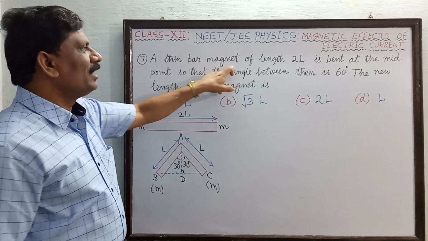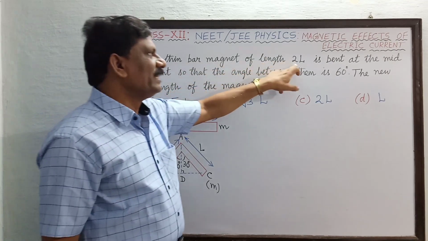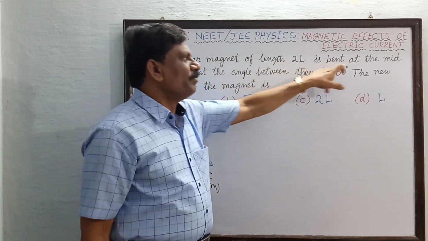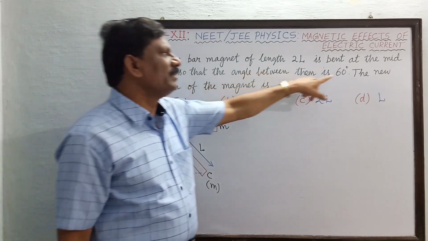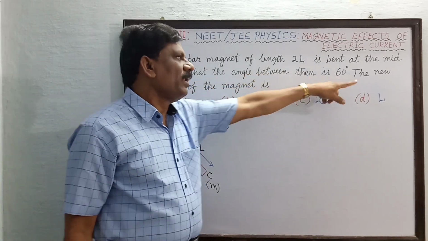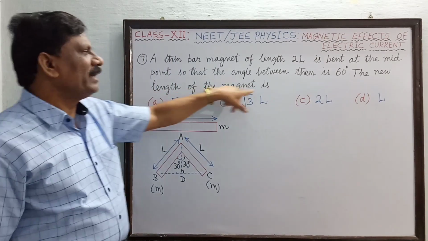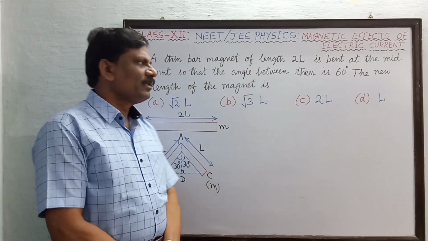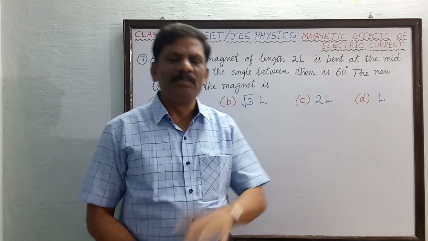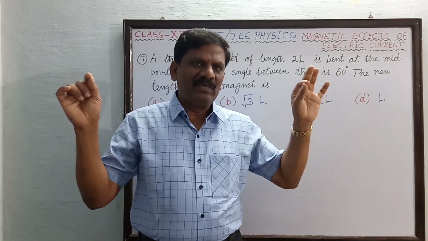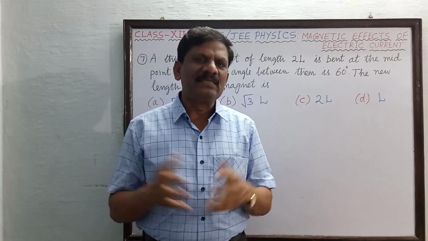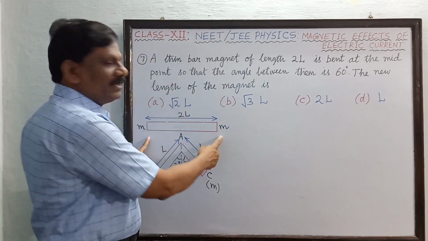A thin bar magnet of length 2L is bent at the midpoint so that the angle between them is 60 degree. The new length of the magnet is asked. A similar problem in the previous videos we have discussed by taking a steel wire having a magnetic moment. In this case, a thin bar magnet is given.